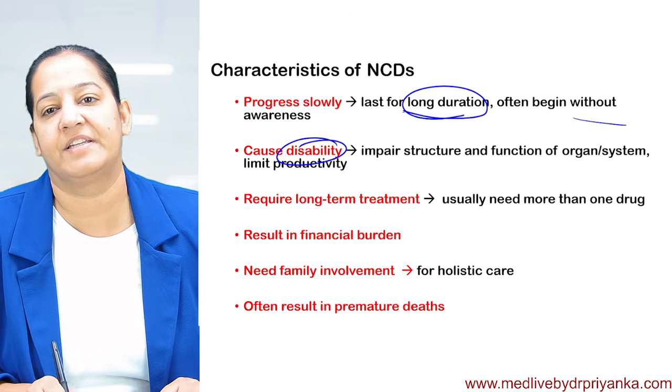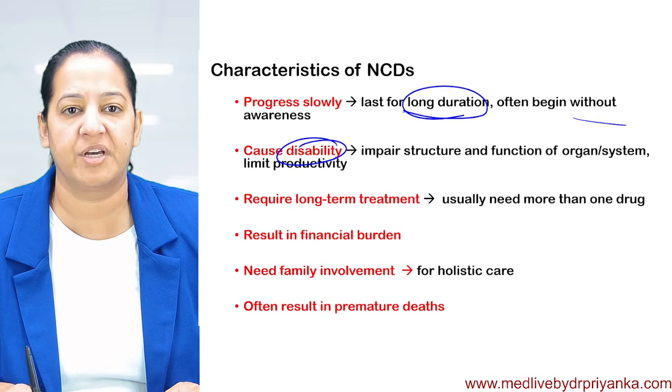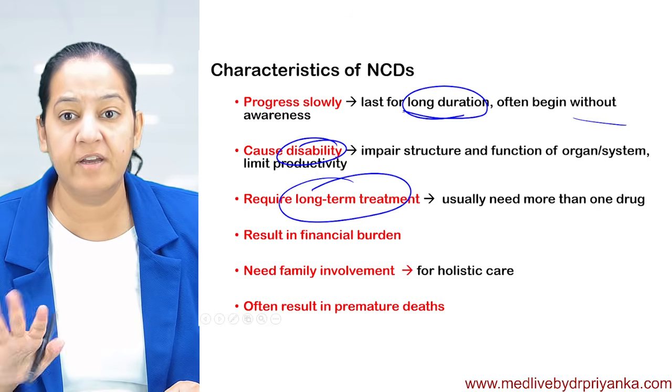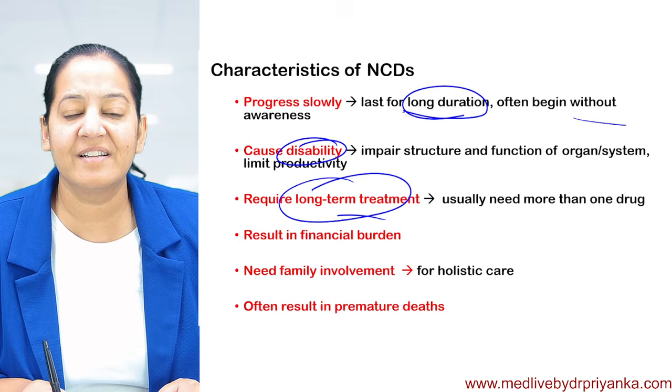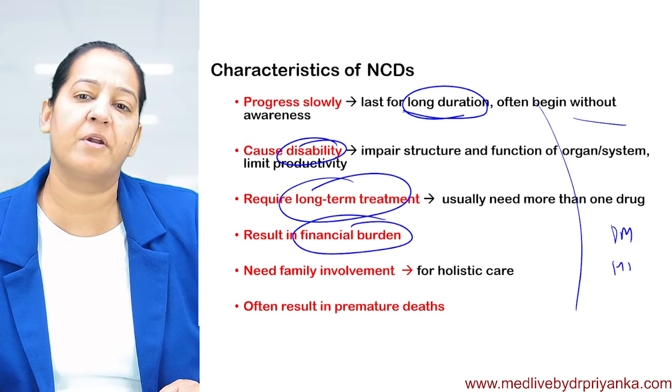Number two, they cause disability. They cause disability to the person, disability to organ, disability to function, and they require very long-term treatment for years or maybe throughout life. They result in financial burden. For example, you can take the example of diabetes. You can take the example of hypertension.